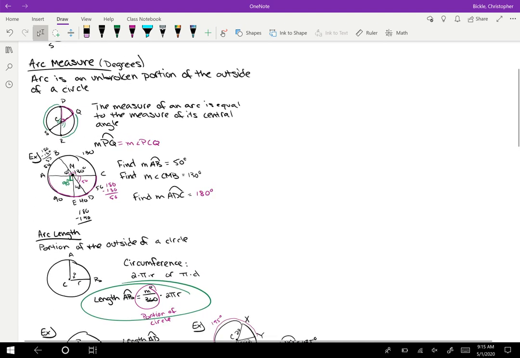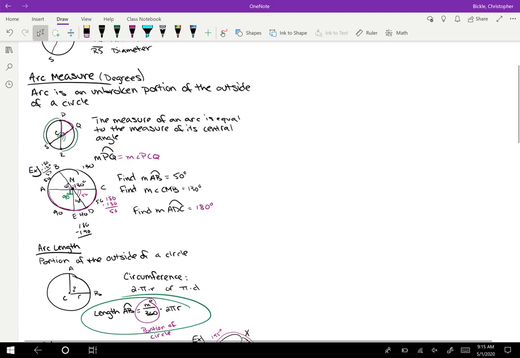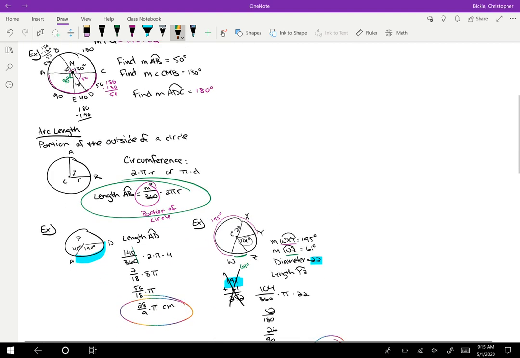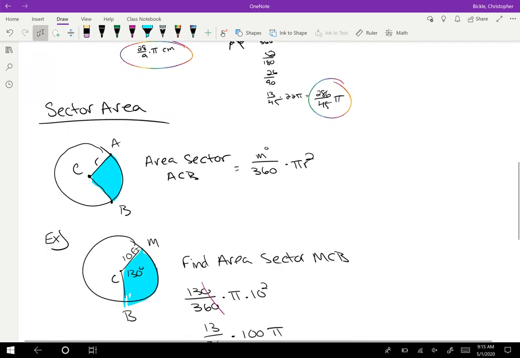Arc measure, when they ask you to find it in degrees, these will be your first 2 problems. Your homework problem's really short. Go through, find the measure of the central angle. The measure of the central angle is the measure of the arc. That's when they ask for arc measure. Arc measures are in degrees. When they ask you guys for arc length, now they're looking for the portion of the circle. So find the measure of your central angle, or the measure of that arc in degrees. That goes over 360 times the circumference formula, which is 2 pi r, or pi times the diameter. When they ask you guys for sector area, it's the measure of your angle in degrees over 360 times the area formula, which is pi r squared.